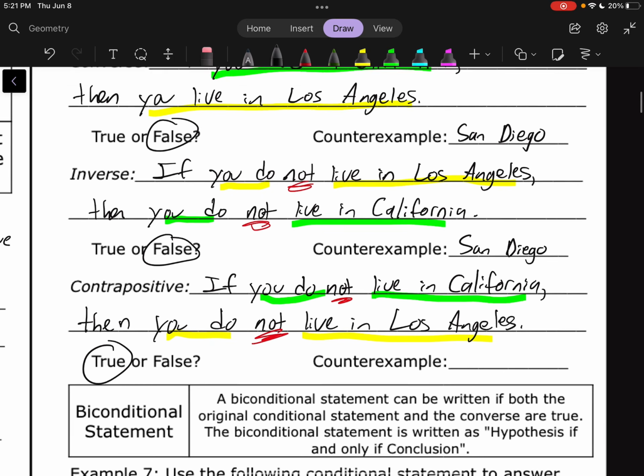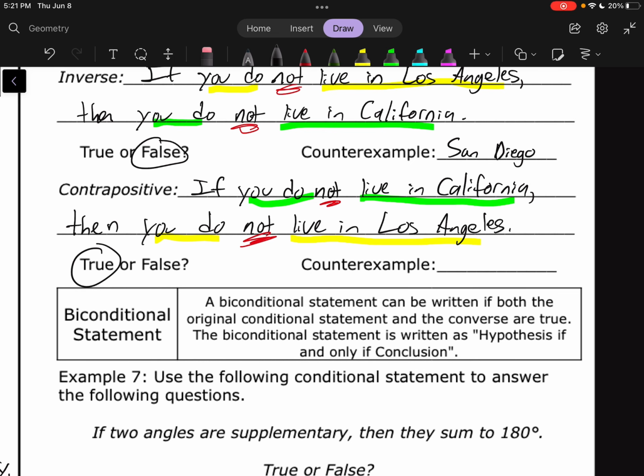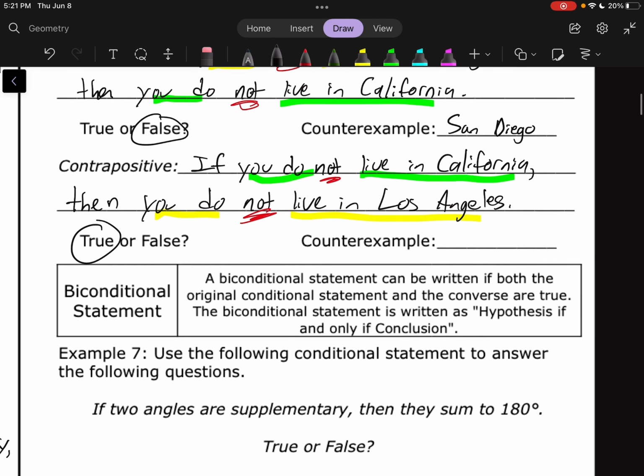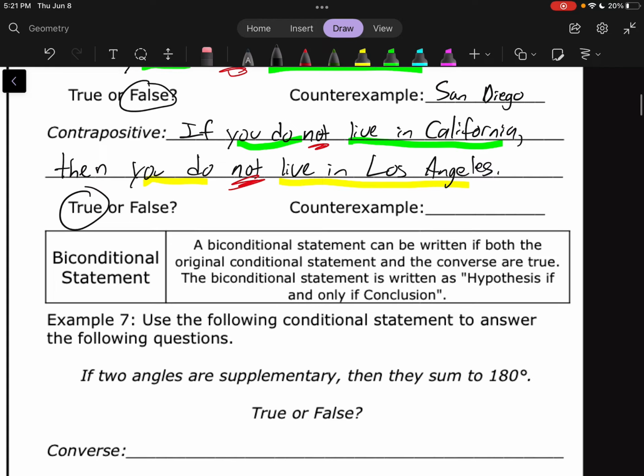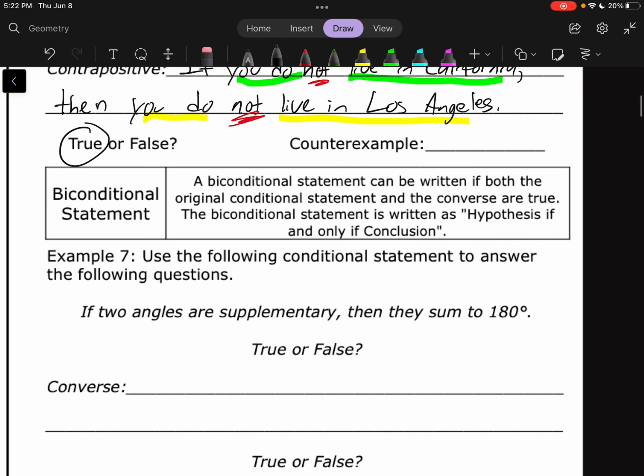Okay, so last thing here, the biconditional statement. What is this thing? This is our last kind of conditional statement. It says a biconditional statement can be written if both the original conditional statement and the converse are true. The biconditional statement is written as hypothesis, if and only if, conclusion. So we'll talk more about that here in a second. But in order to write this thing, we need to make sure that the original statement and the converse are both true.